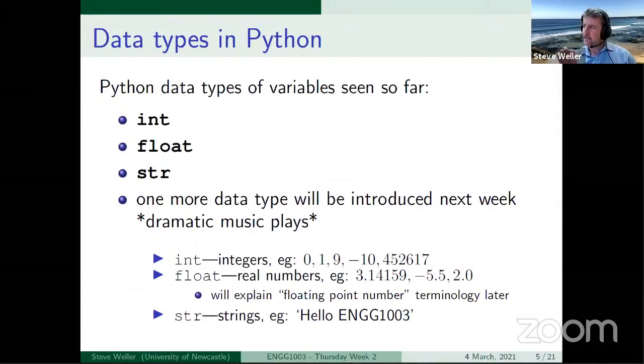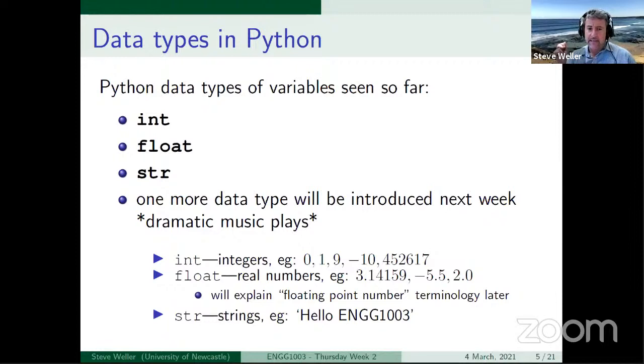So integers are whole numbers: 0, 1, 2, 3, and so on, but they can also represent negative integers, such as minus 10. They can actually represent very large numbers, certainly much larger than the number you see on the screen there, 452617. And there are good reasons for using integers. They count things: one sheep, two sheep, three sheep. You count them in whole number terms. And so you would use a variable of data type int to store that quantity.